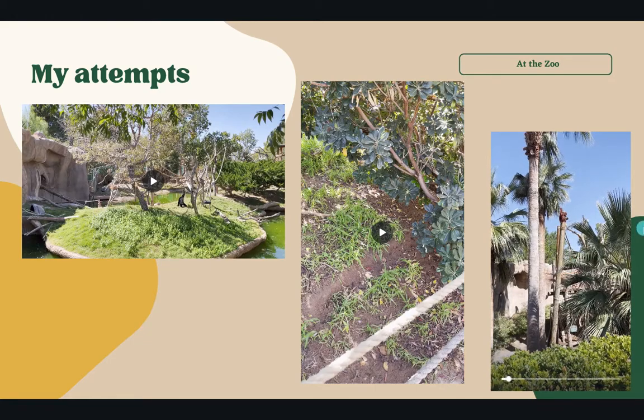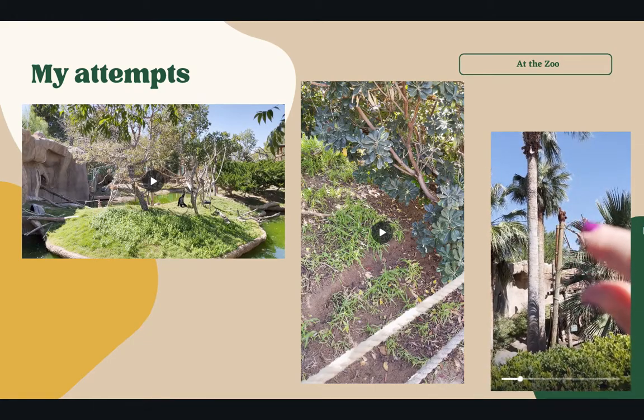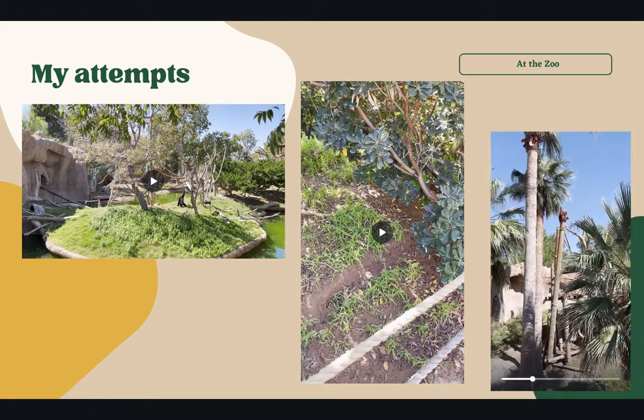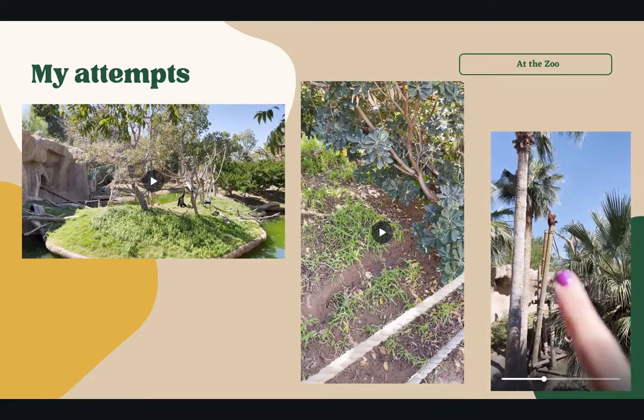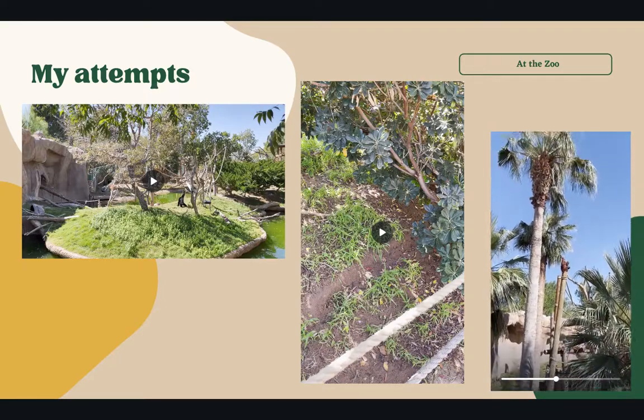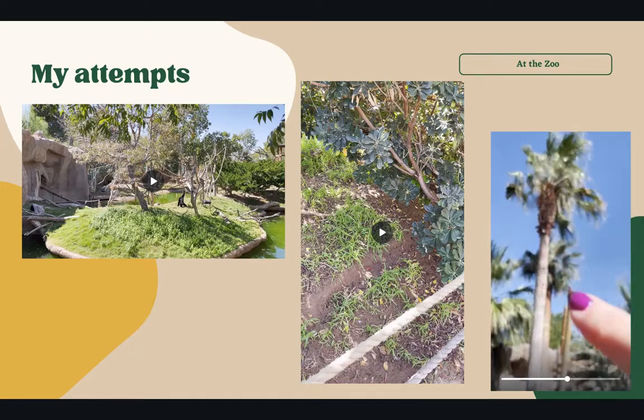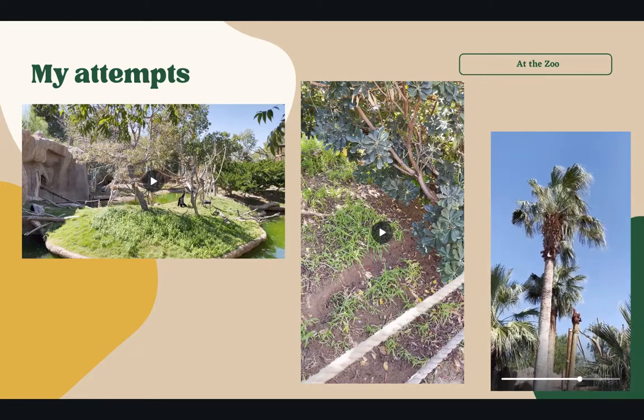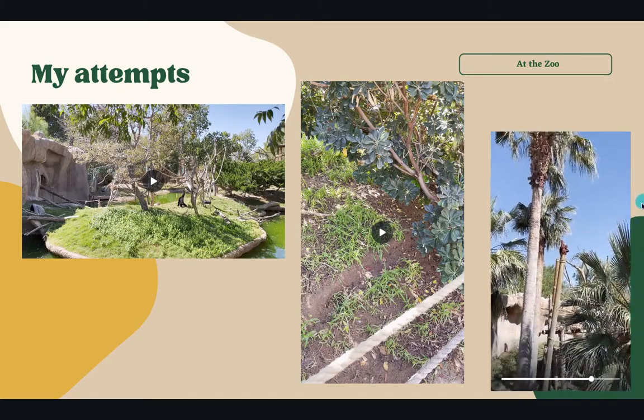Finally, the last example with the monkeys at the zoo. Zooming into the monkey at the top of the post, and then also zooming upward by swiping my finger downward. Swiping my finger downward again as I move the camera upward.